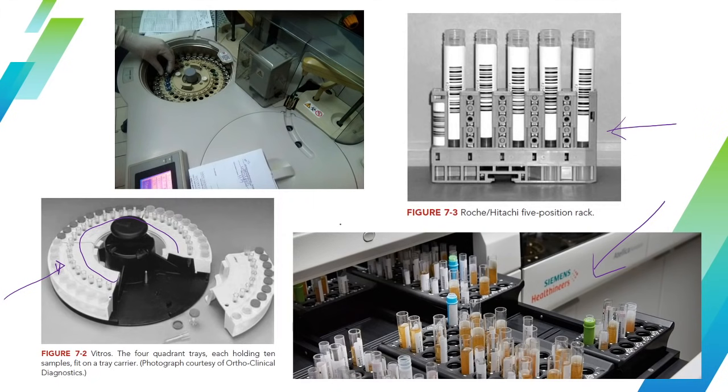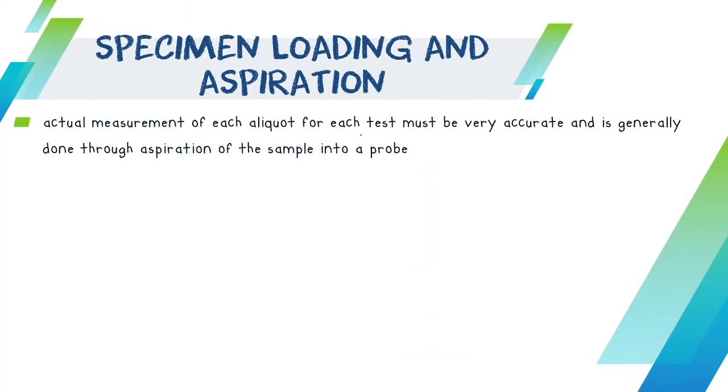So as you can see, di ba, there are empty slots on some of the racks. So again, wala tayong problema with that. Your machines could actually identify that that is empty. So actual measurement of each aliquot for each test must be very accurate and is generally done through aspiration of the sample into a probe. Now, we do not have any problems in terms of the volume of your sample, kung pila ang i-aspirate sa inyong mga machine, kay that is programmed already.